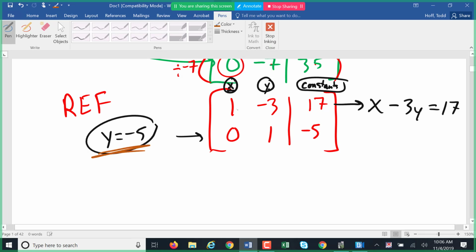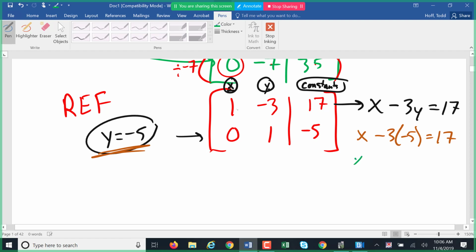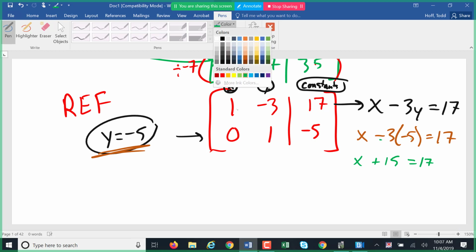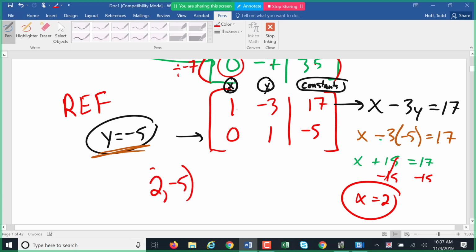Well, we found out the bottom row told us that y is -5, so we can substitute in x minus 3 times -5 equals 17. And then solve for x. Negative 3 times negative 5 is positive 15 equals 17. And we can subtract 15. So x equals 2. So we have x equals 2, y equals negative 5 is a solution to that system of equations.